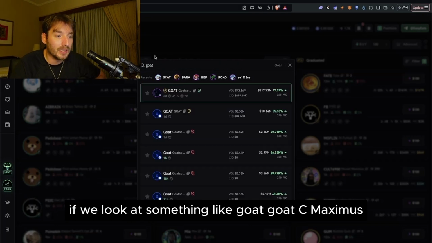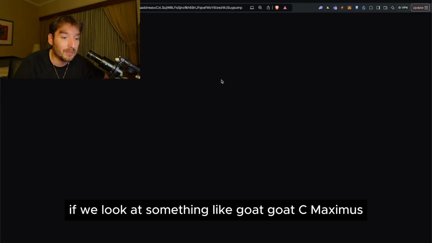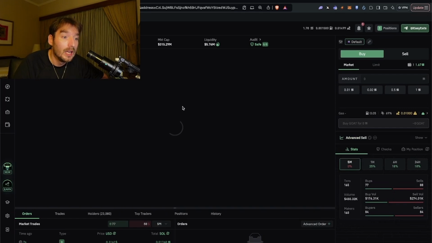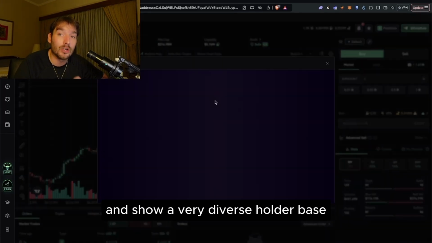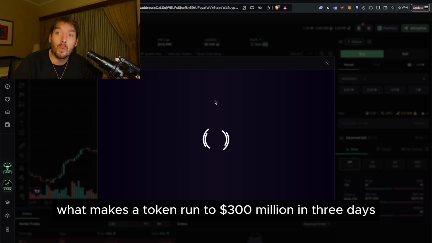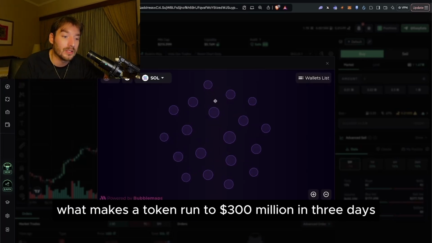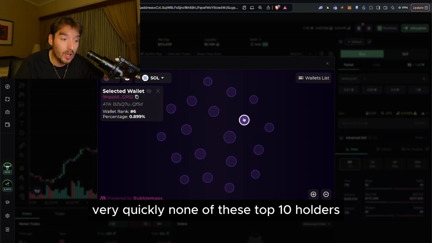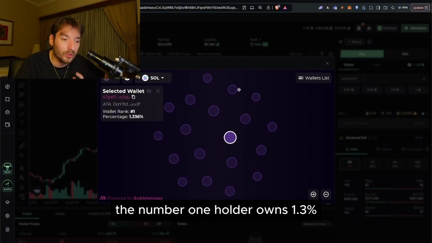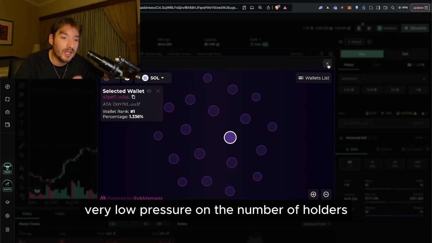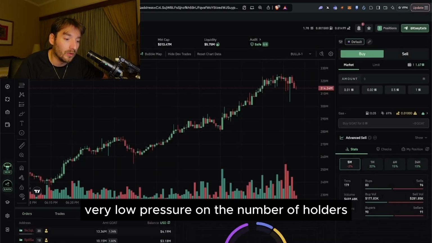So great example here. If we look at something like Goatsy Maximus, which has been running recently, diving into the bubble maps of this, I think is going to be really interesting and show a very diverse holder base, which is great to analyze and figure out what makes a token run to $300 million in 3 days. Very quickly, none of these top 10 holders own more than 1.5%. The number one holder owns 1.3%.